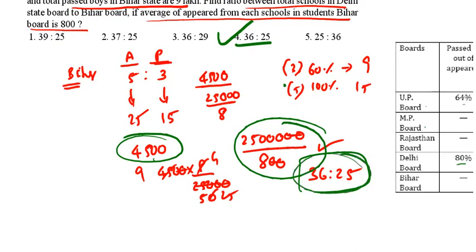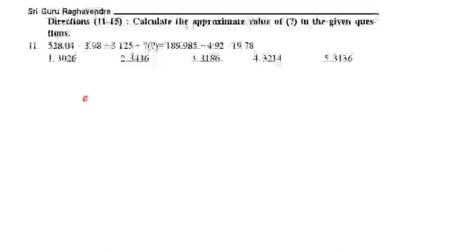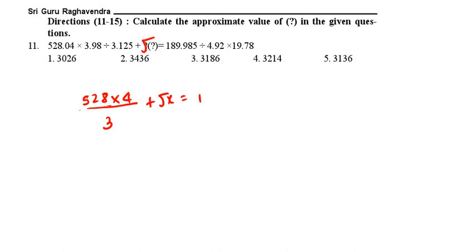How many schools are there in Madhya Pradesh? 5,000. So 15 lakhs by 5,000, 3 zeros cancel. We are going to get 300. 300 is the Madhya Pradesh average students. It is how much less than average students appeared from UP? Take the average students appeared in UP from the previous question. In the previous question, UP appeared students average is given as 360. So you take 360.